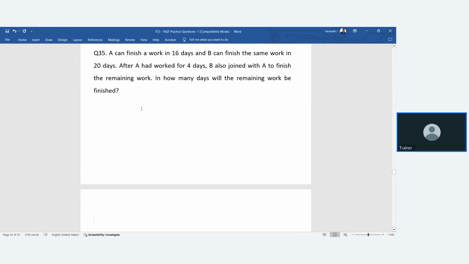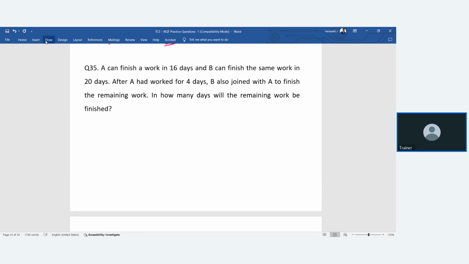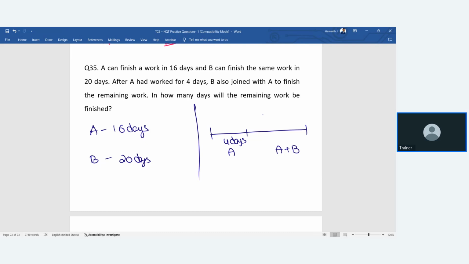A can finish a work in 16 days, B can do it in 20 days. After A had worked for 4 days, B also joined with A to finish the remaining work. So the join or left concept, I think many people can solve this easily. Let me check, what are your answers? I removed the options intentionally. A can complete the work in 16 days, B in 20 days. The question is, A worked for 4 days, then B joined. So how many days are required to complete the remaining work?